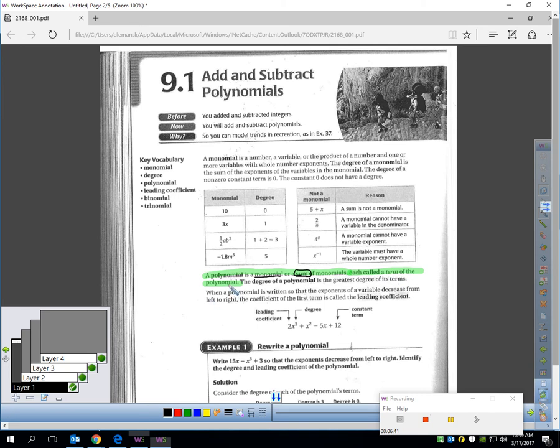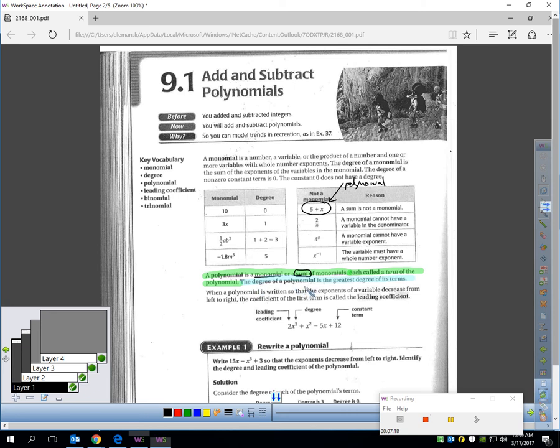Okay? Like, for example, this is not a monomial, but this would be a polynomial. It's the monomial 5 plus the monomial x added together. This thing would be called a polynomial. Poly means plural. It means more than one. Polynomial means more than one monomial, basically.